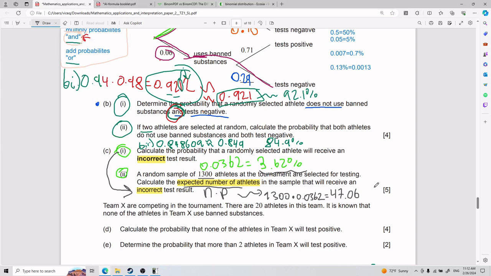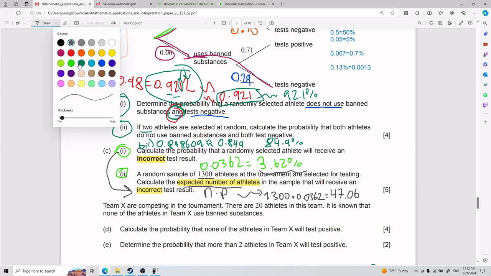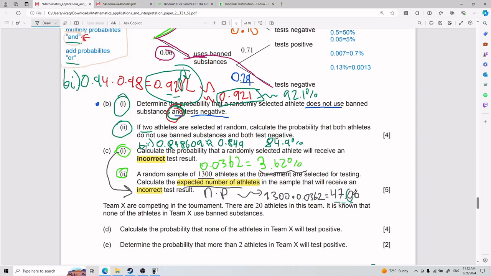47.06 people, basically. So yeah, if you want three significant figures, count 1, 2, 3, this guy, do you round it up or down? You round it up, so it's 47.1. See? That is for part C, part double I.